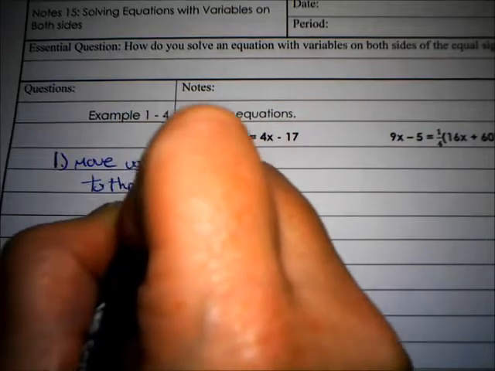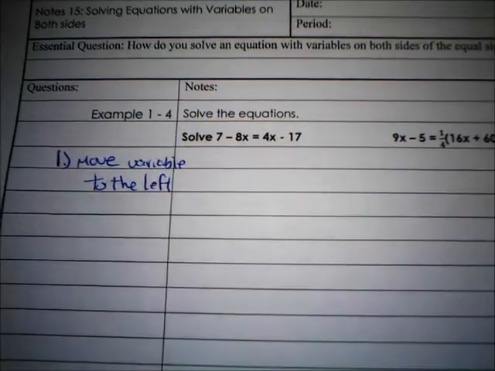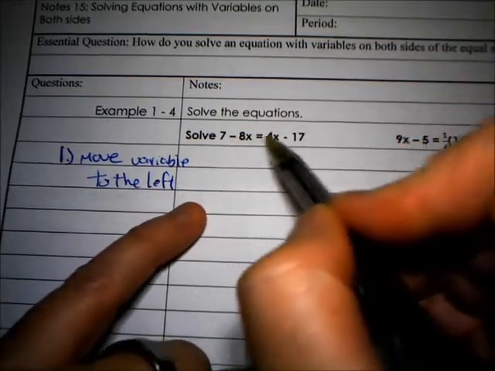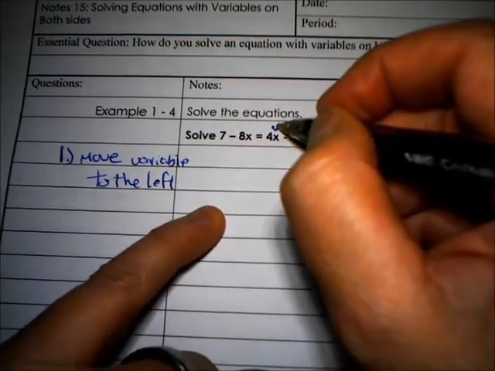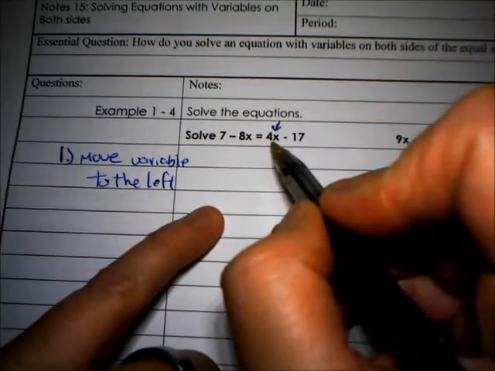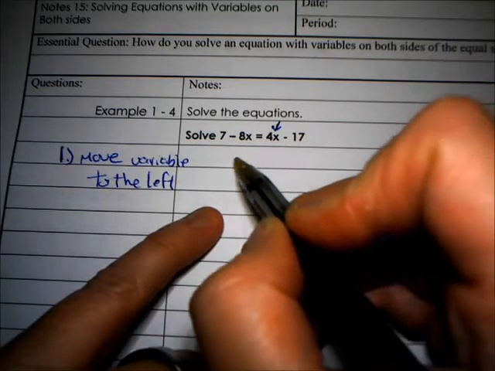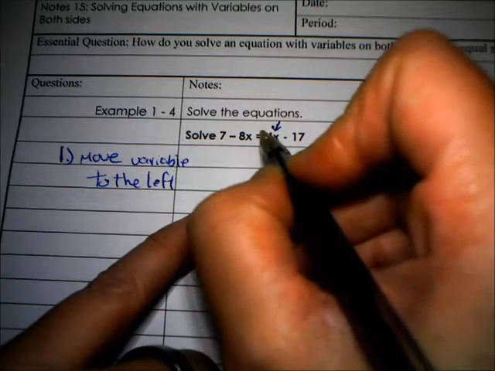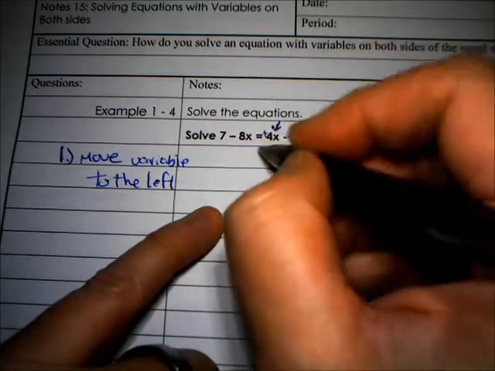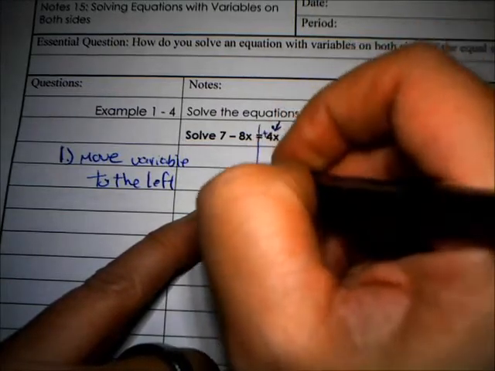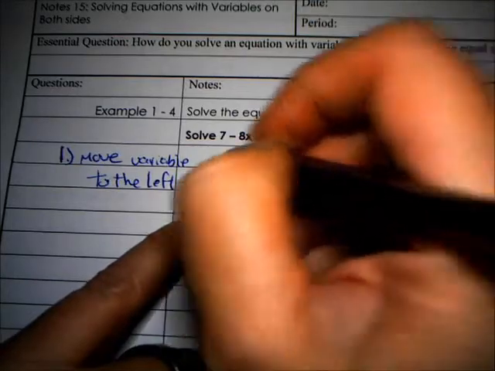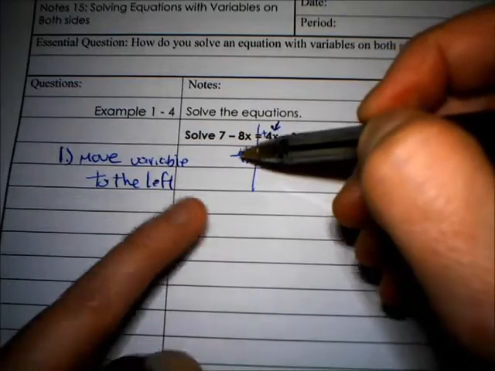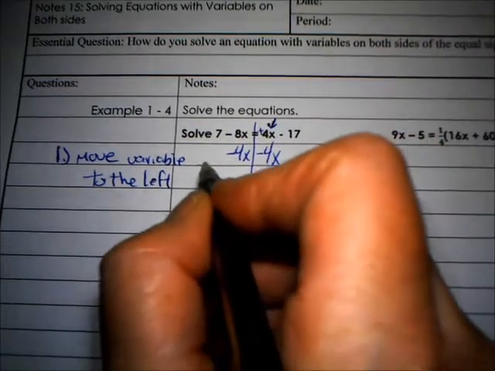If I'm looking at this problem, I notice I have a 4x on the right side of the equal sign. I need to move it to the left side, and to do so, I need to do the opposite. This 4x is a positive 4x, so when I cross the equal sign, it changes to a negative 4x, and I want to line it up underneath the other x on the other side so that now I can combine them.